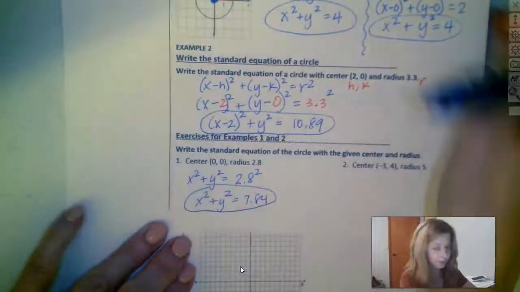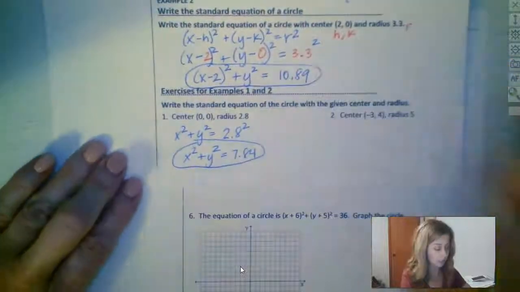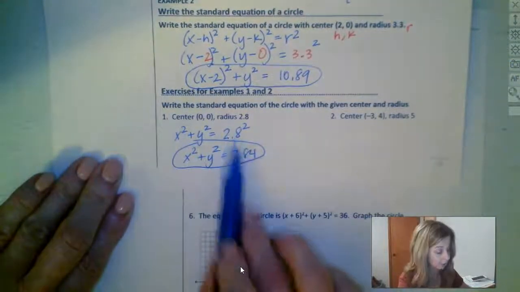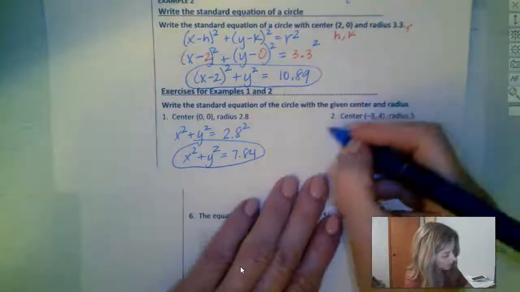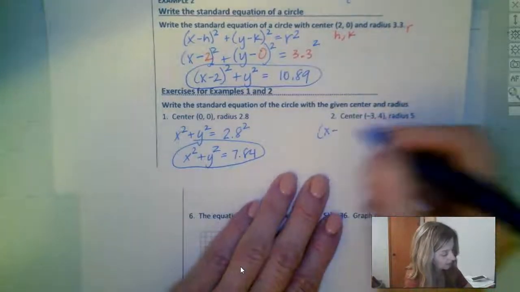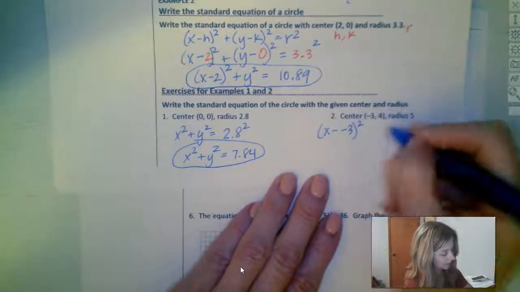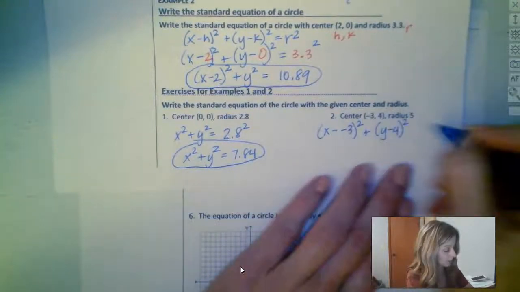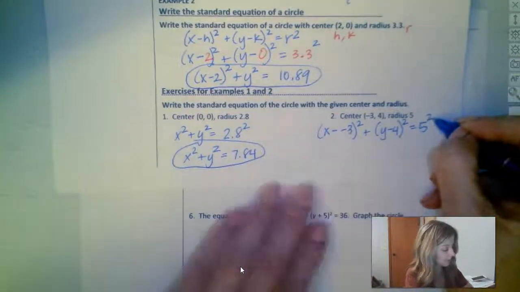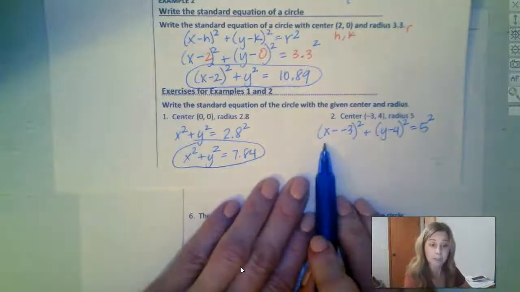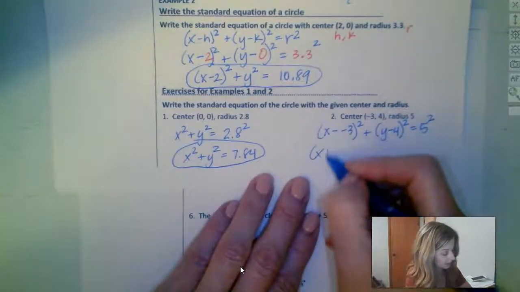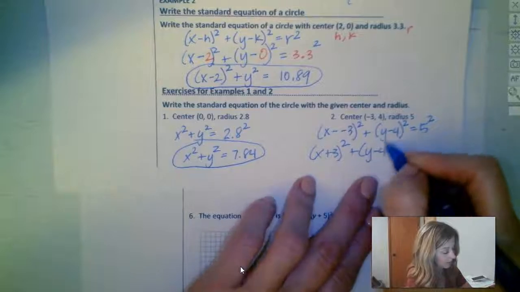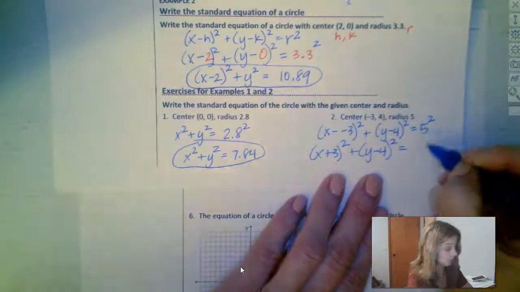All right, the first one is x squared plus y squared equals 7.84. So make sure you do 2.8 squared. All right, number 2, x minus -3 squared plus y minus 4 squared equals 5 squared. Now, double negative I'm going to turn into plus. So it's really x plus 3 squared plus y minus 4 squared equals 25.